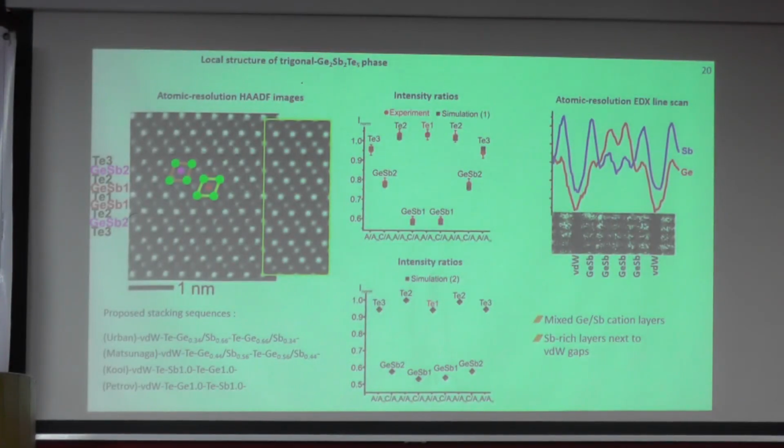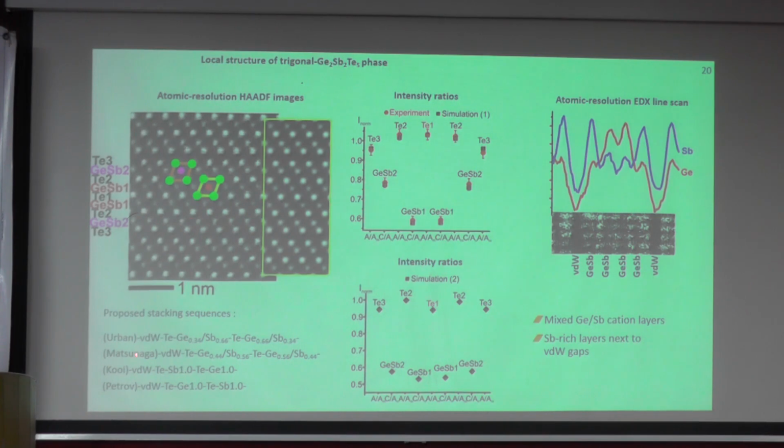Now, the local structure, as I said, is similar to the vacancy ordered phase. There we have layers close to the van der Waals-like gaps. They are antimony-rich, and inside of the block they are germanium-rich. This phase was also studied for many years, and several different stacking sequences were proposed for how this stacking can be formed.